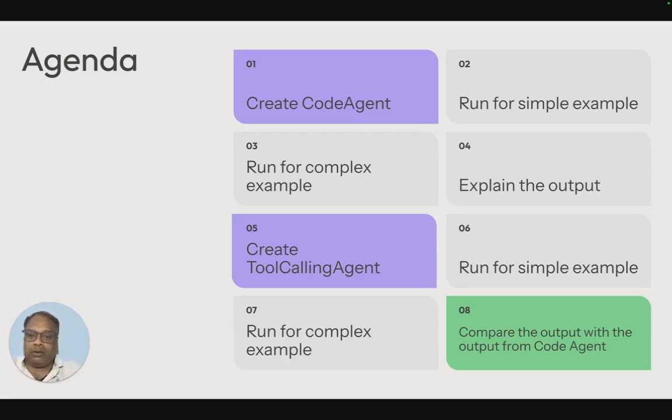I will also create a tool calling agent, which is again a library or class provided by Hugging Face. And in that case also I will follow a similar path. After that, I will compare the examples' results, each example's output, and see which is better. And I will let you know the criteria on which I will tell you whether the code agent is better or the tool calling agent is better, and for what purposes these are utilized.